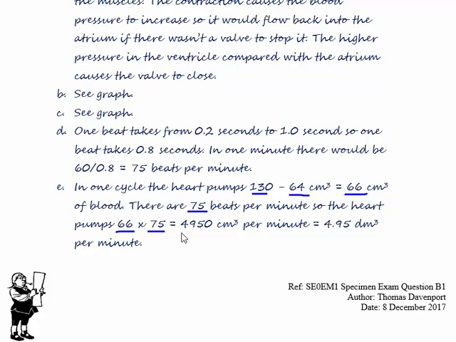There are 10 centimeters in a decimeter, so there are 10 times 10 times 10, that's 1,000 cubic centimeters in a cubic decimeter. So we divide this answer by 1,000 to give us 4.95 cubic decimeters per minute.